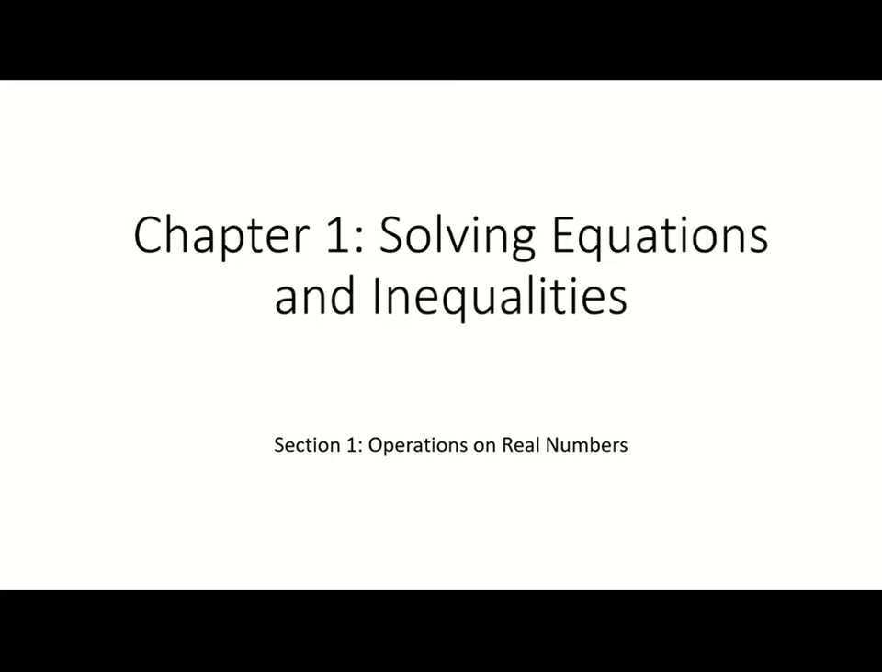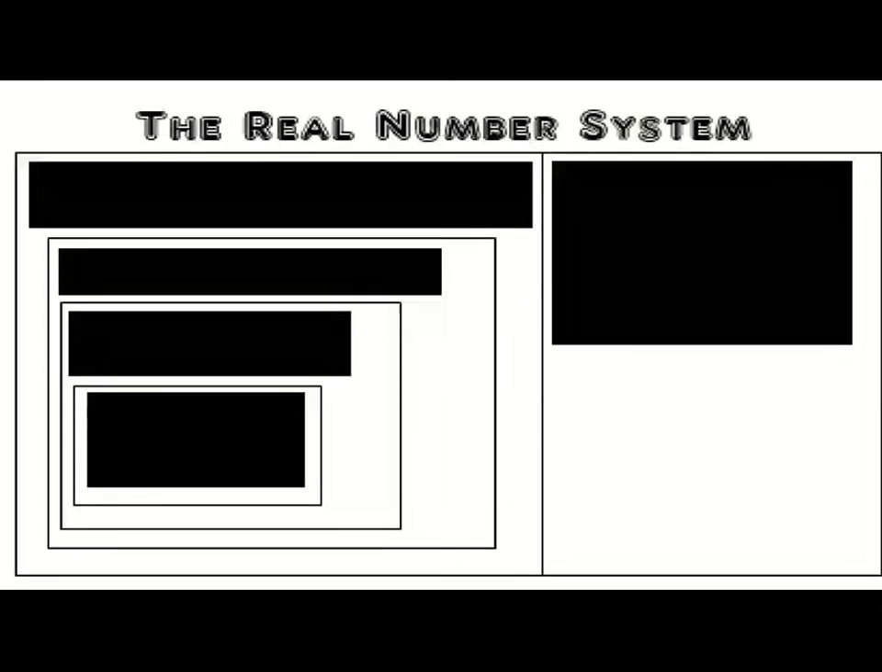Today we're going to be focusing on section 1, operations on real numbers. Even though it's called operations, we're honestly going to be working on classifying real numbers. So let's take a look at all the different numbers that there are. The real number system consists of 5 different types of numbers. We want to take a look at each of the types so we can classify our numbers appropriately.